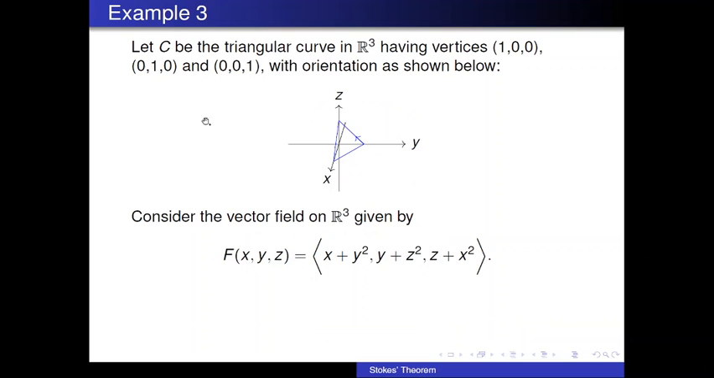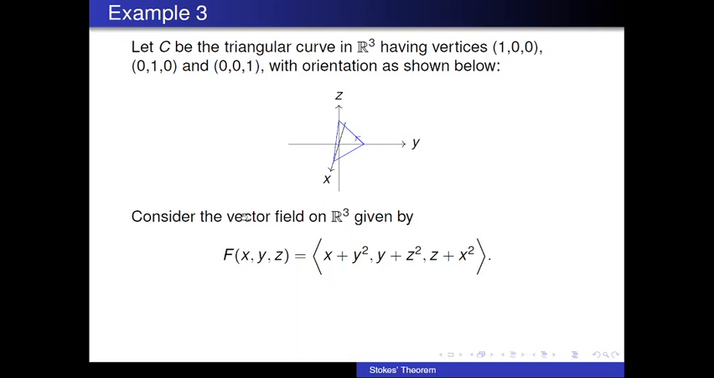We will have one more example now of Stokes' theorem. So let's let C be the triangular curve in three-dimensional space whose vertices for the triangle will be (1, 0, 0), (0, 1, 0), and (0, 0, 1). And it's oriented in such a way that you go around this way, like that.